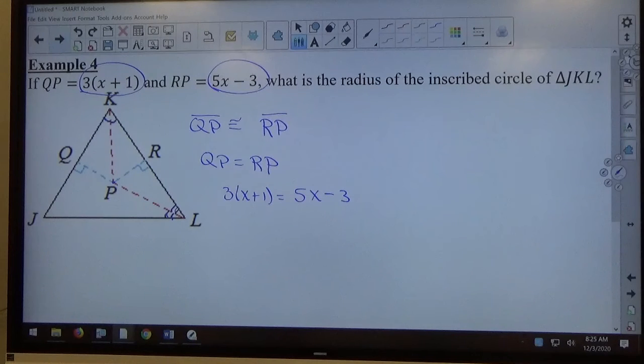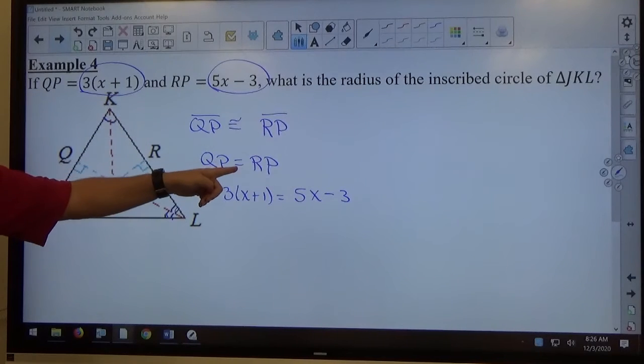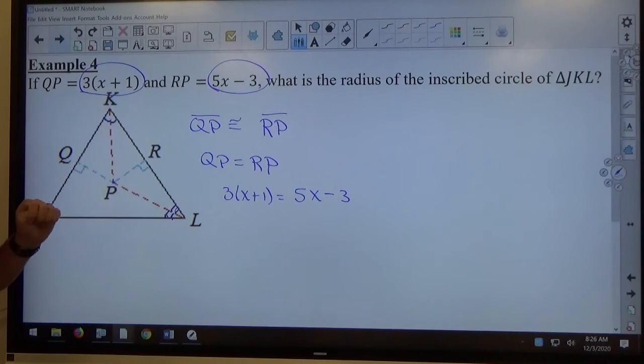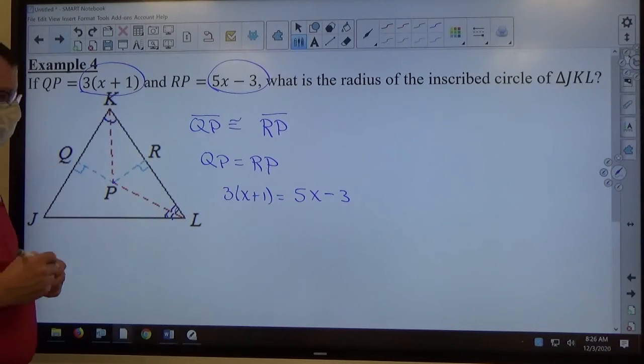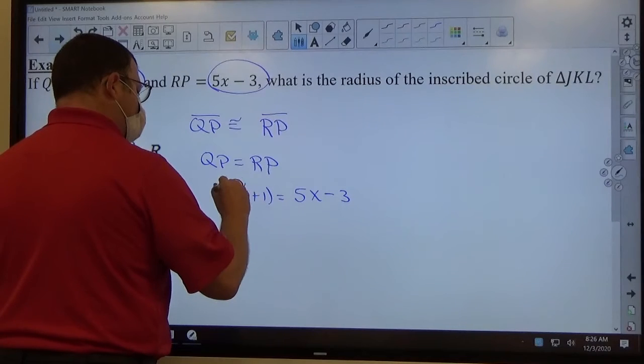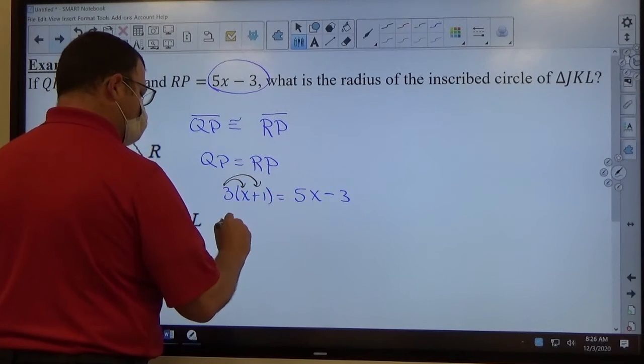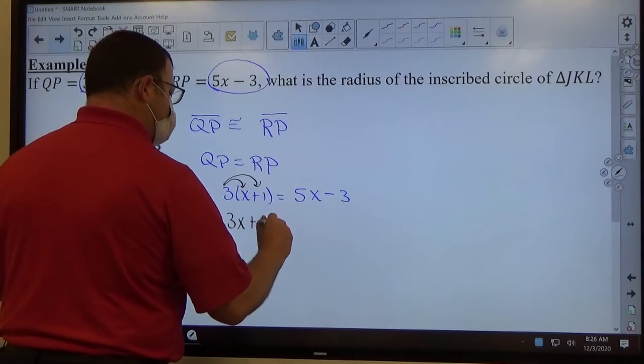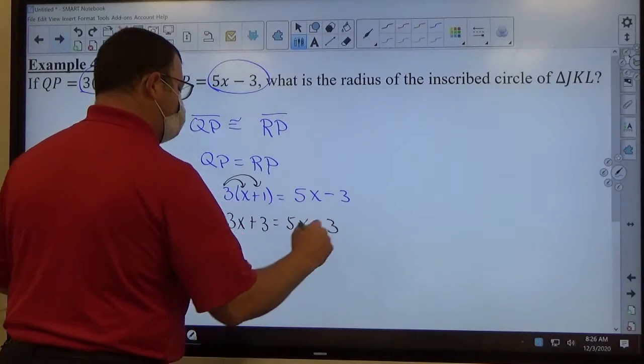So again, we take a geometric property to allow us to come up with an algebraic relationship that allows us to set up an equation. And then we go and solve the equation. This one happens to have parentheses in it, so my first step of solving would be to distribute this 3 through the parentheses. I always want to get rid of parentheses first. 3x plus 3 equals 5x minus 3.